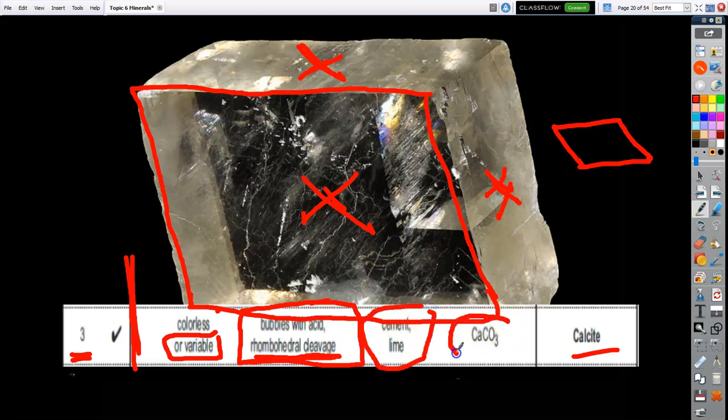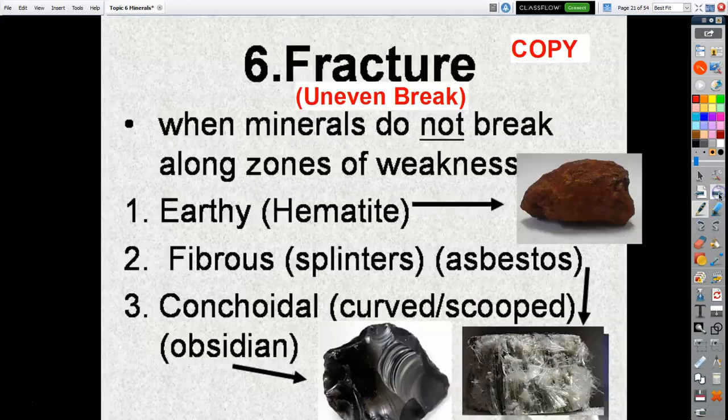There's its composition. It's called a calcium carbonate. It's got calcium, which is Ca, and anything that has CO3 in it, CO3 is a carbonate. It's got carbon with 3 oxygens locked together. Anyway, so that's calcite. Good example of cleavage.